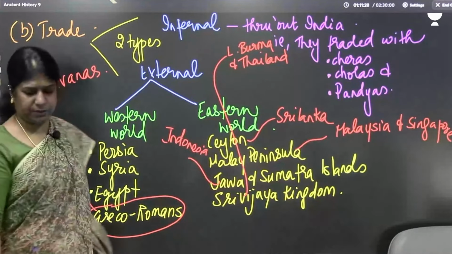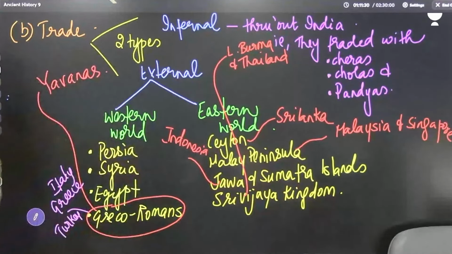Items of trade. Fast, fast. Take down 2C. Items of trade.